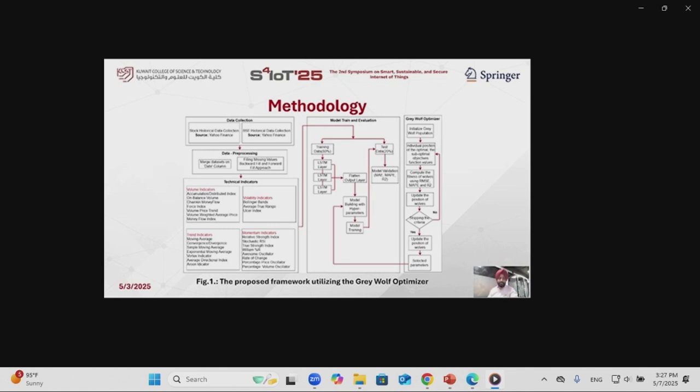Then we calculate the technical indicators on the basis of volume, trend, volatility, and momentum. Once our data is pre-processed, we divide the data into 80 and 20%: 80% for training and 20% for test data. On the training data, we used hybrid layers of LSTM, 3 layers of LSTM, which flatten the output. And then we train the model.